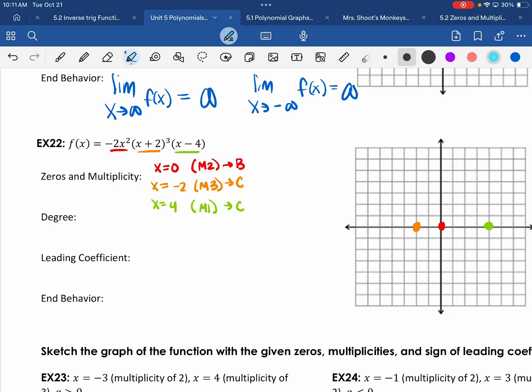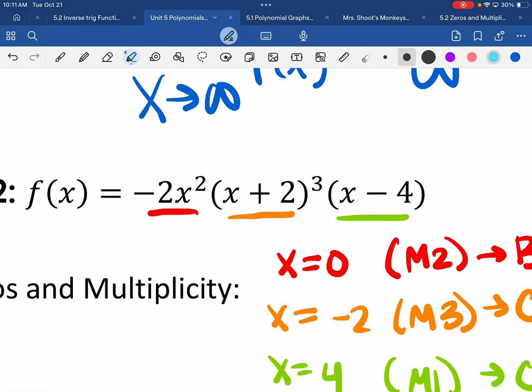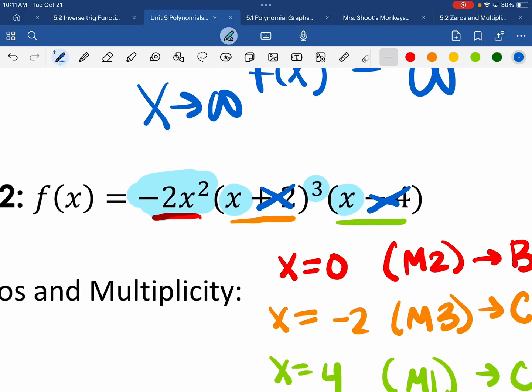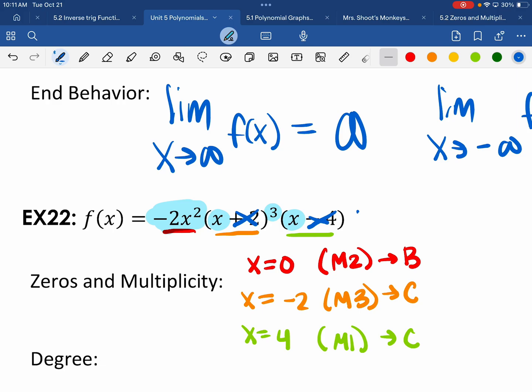Now, I got to figure out the degree. So I'm going to come to my polynomial. Since it is not multiplied out, I got to imagine what would happen if it gets multiplied out. So I'm going to multiply all of the front things, the biggest terms. I'm ignoring the +2 and the -4. So essentially what I'm going to be multiplying together is -2x squared times x cubed times x.